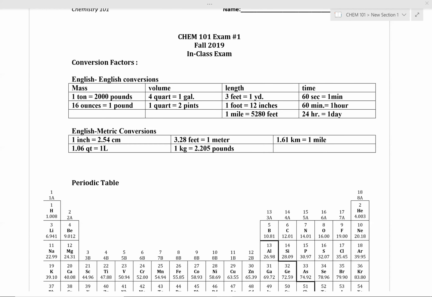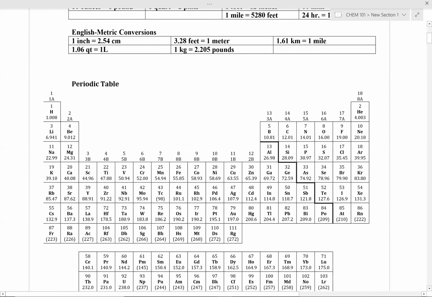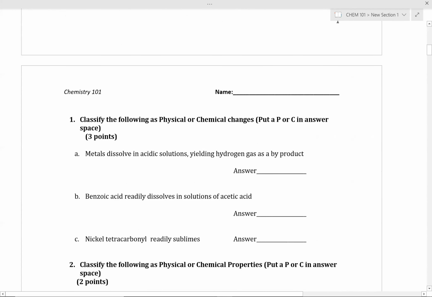Okay, we're all set and ready to get started. So we're going to be talking through this practice exam for exam 1 for Chem 101. Any questions before we get started? Okay, so let's start by talking about the first question.